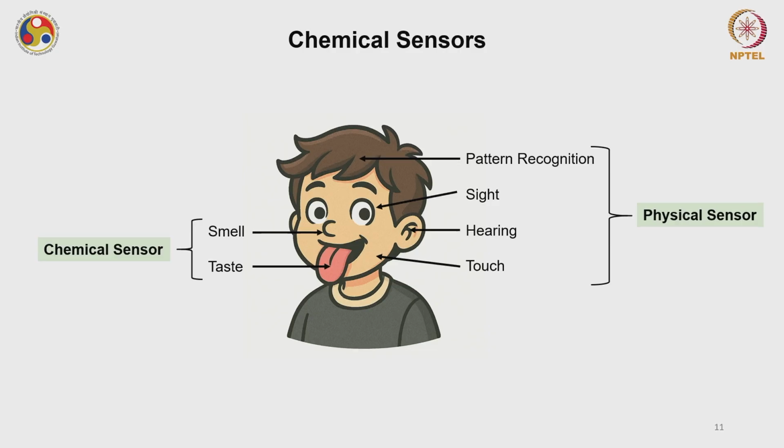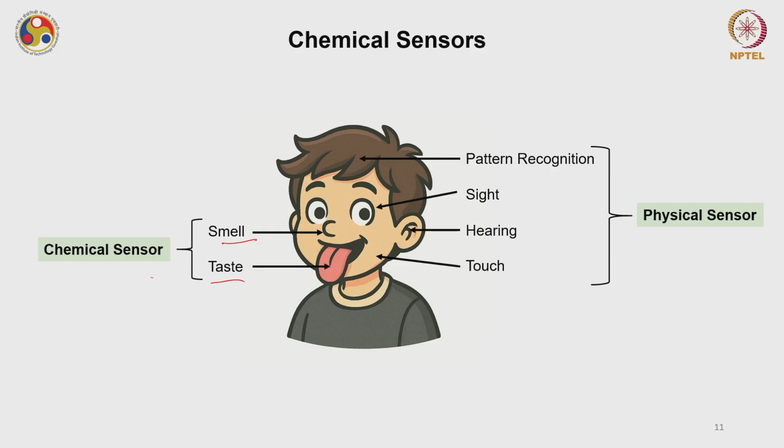Then since we are discussing humidity and chemical sensors, our next job is to understand a chemical sensor. Here you can see that these chemical sensors are mostly inspired by nature only. If you see this boy, he's showing that chemical sensors can be based on smell and taste, which is of course very natural. But then there are physical sensors also, again derived from nature only, be it touch, hearing, sight, or simple pattern recognition.